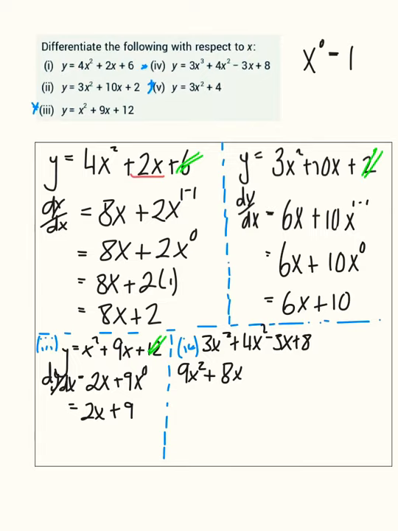Next term, so we have minus 3x to the power of 1, so 1 times minus 3 is minus 3, minus 1 from the power leaves me with x to the power 0. And differentiating a constant, a normal number, we don't do that, so we can just cross that off. Then tidying this up, we have 9x squared plus 8x minus 3, as remember x to the power of 0 equals 1. So if you replace the x to the power 0 with 1, you'll be multiplying by 1, which would just give you 9x squared plus 8x minus 3.